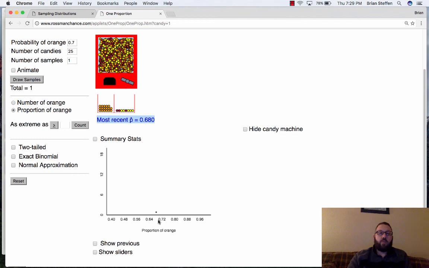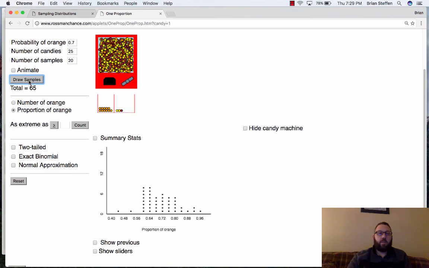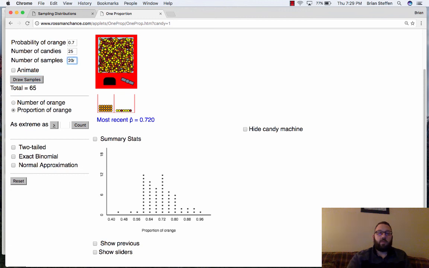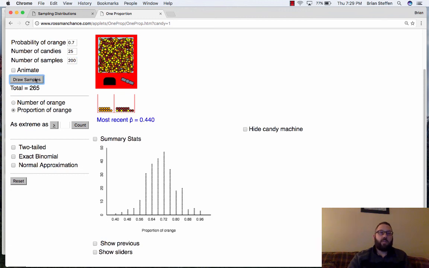This distribution down here is a sampling distribution because it's all of the P hats that I'm going to get. I'm going to draw another sample. Ooh, 0.84, much larger. Draw another sample, and another. I'm going to have to animate a whole bunch. Let's do 20, and another 20, and another 20. And now maybe let's do 200. Ooh, look at this. Every one of those little dots represents one set of 25 taken from the candy machine.